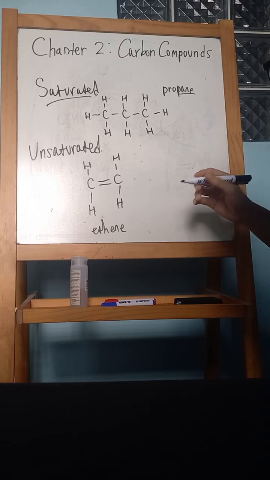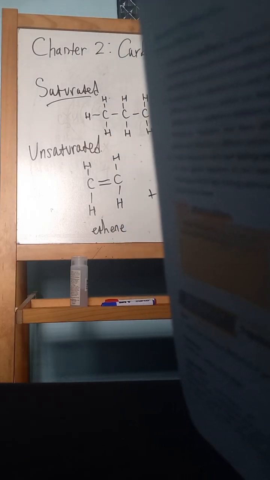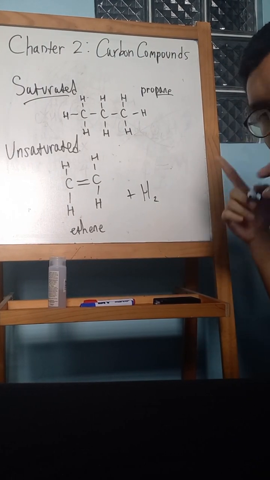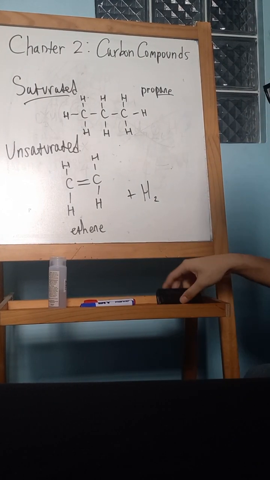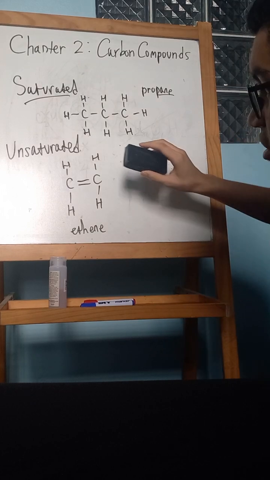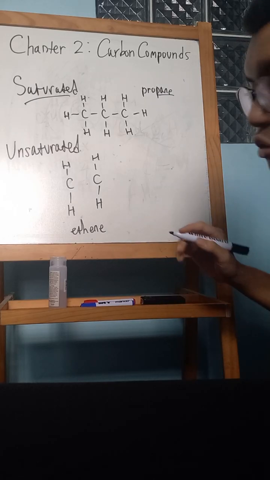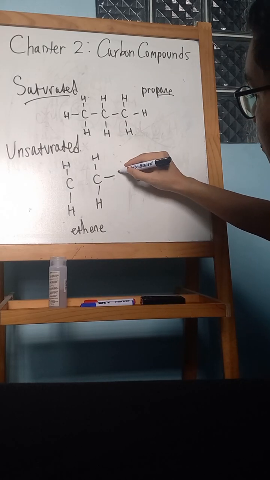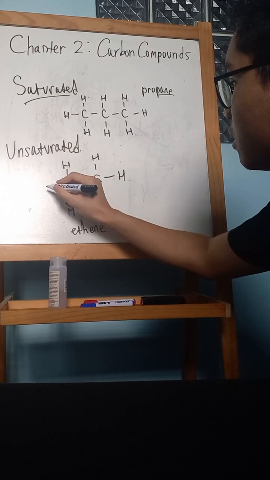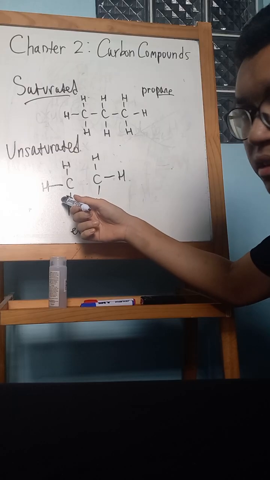So let's say that you want to add hydrogen gas into this. Basically, this is what happens when you add hydrogen gas. See how it's H2? Boom. One hydrogen attaches itself to this carbon, and the other hydrogen attaches itself to this carbon.